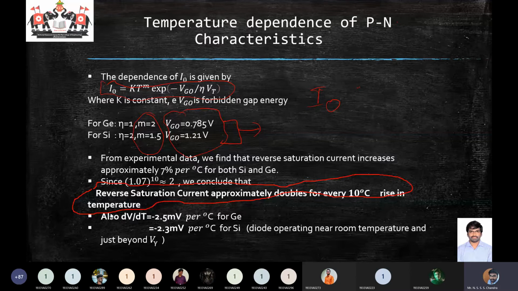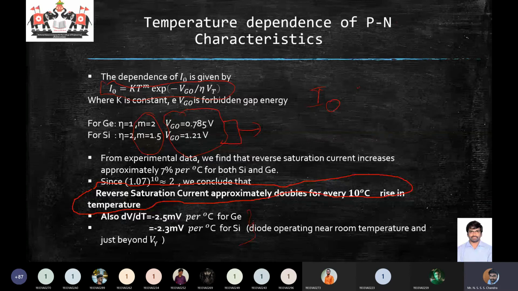Similarly, not only this current, but also the rise in voltage dV by dt, the incremental change in voltage, is going to depend upon the temperature. So this dV by dt will be nearly equal to minus 2.5 millivolts per degree centigrade for germanium. It is minus 2.3 millivolts per degree centigrade for silicon. This is just for your knowledge, you need not memorize these values. So what you are seeing is that if the temperature is increasing, the rise in voltage is decreasing.